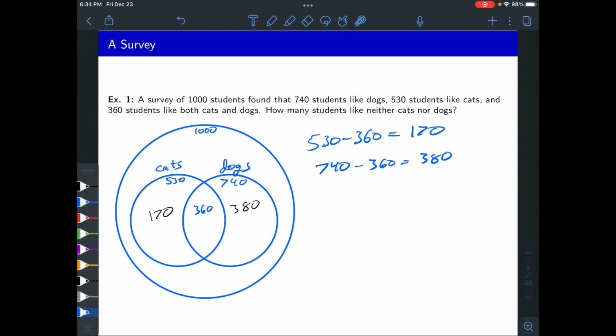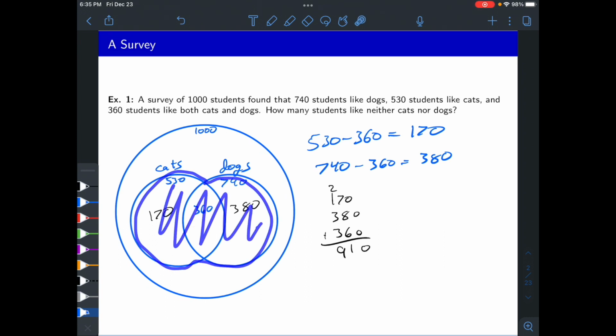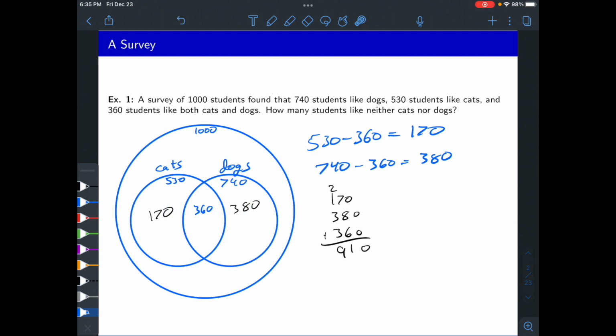Okay, now let's add these numbers up. So 170 plus 380 plus 360. What does this equal? 7 plus 8 is 15. 15 plus 6 is 21. 3, 6, 9. So this is equal to 910. So within this giant pair of bubbles combined, there are 910 students.